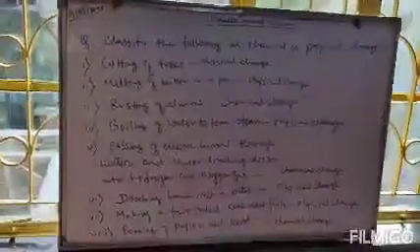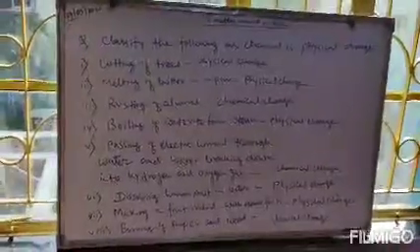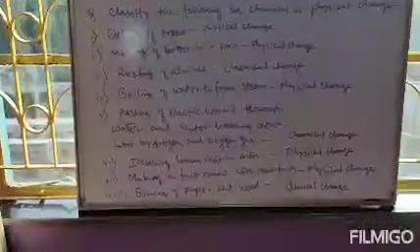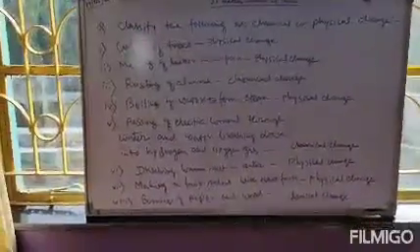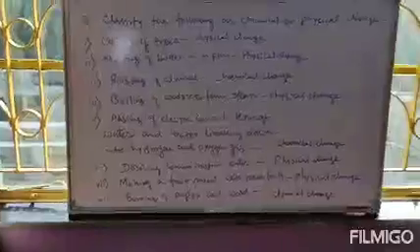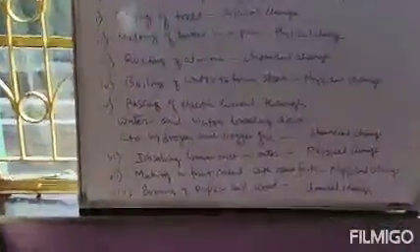Clear? So cutting of trees, this is physical change. Melting of butter in a pan, this is also physical change. Rusting of almirah, chemical change. Boiling of water to form steam, this is physical change. Passing of electric current through water and water breaking down into hydrogen and oxygen gas, this is chemical change. Dissolving common salt in water, this is physical change. Making a fruit salad with raw fruits, this is physical change. And burning of paper and wood, last, this is chemical change. Clear?